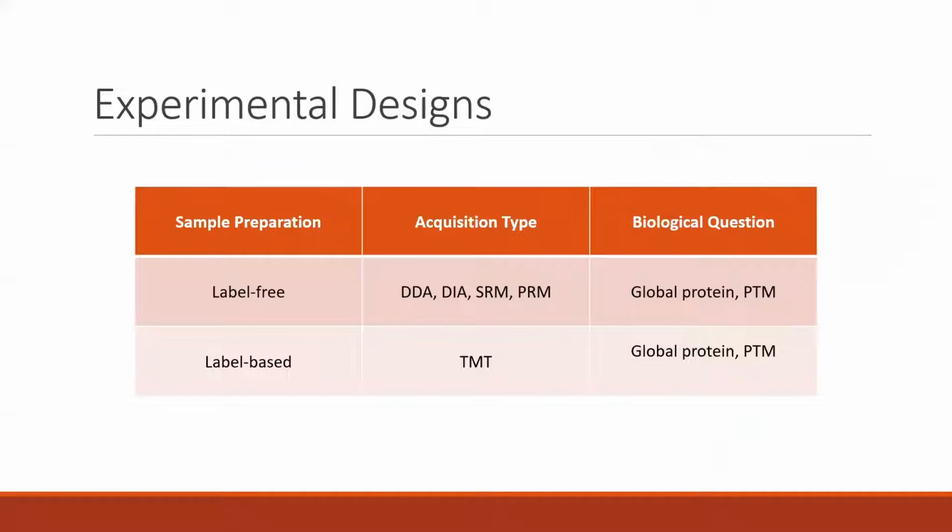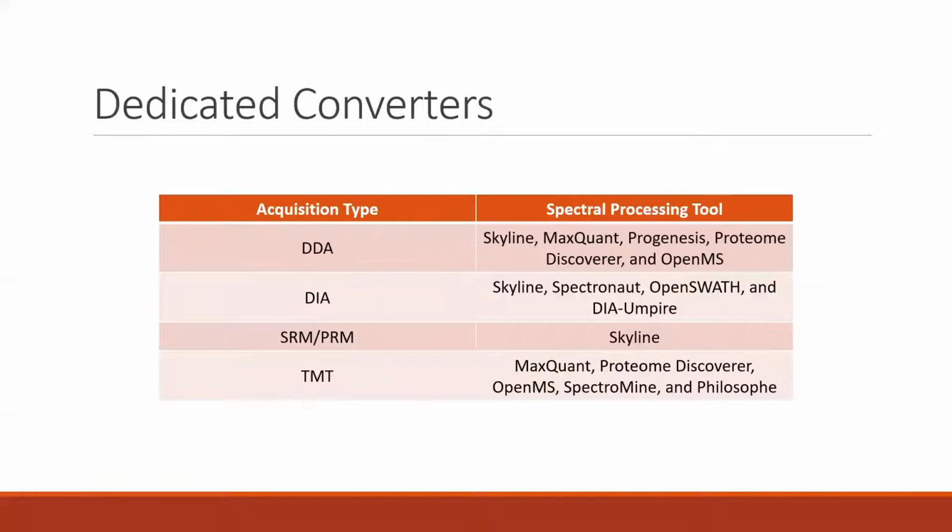MSstatsShiny can handle multiple types of experimental designs, both those that are label-free and label-based. The data can be acquired via DDA, DIA, SRM, PRM, or DDA-TMT, and they can answer questions related to the global protein or post-translational modifications. MSstatsShiny includes multiple dedicated converters depending on the acquisition type of the experiment, which you can see on the right-hand side there.